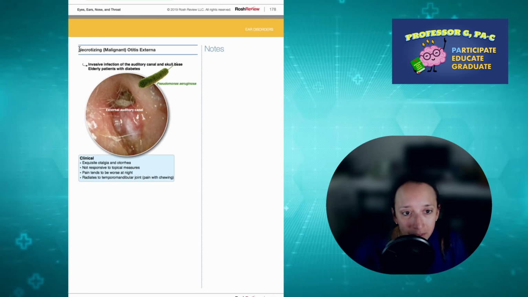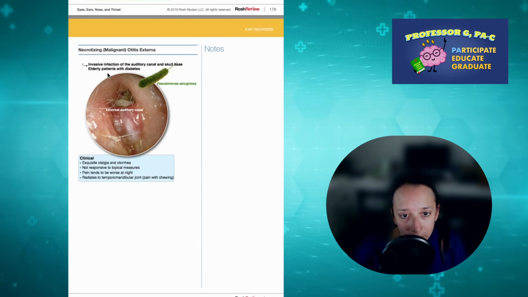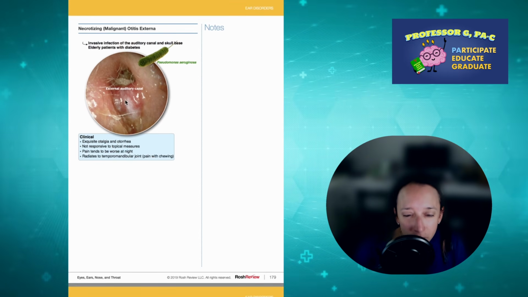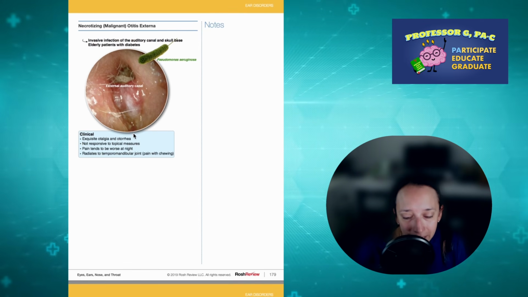All right, here it is. This is necrotizing or malignant otitis externa. Think of it in elderly patients with diabetes or immunocompromised patients. They're going to have real severe pain. They might look toxic, have fever, and won't respond to topical treatment. And the pain tends to be worse at night.